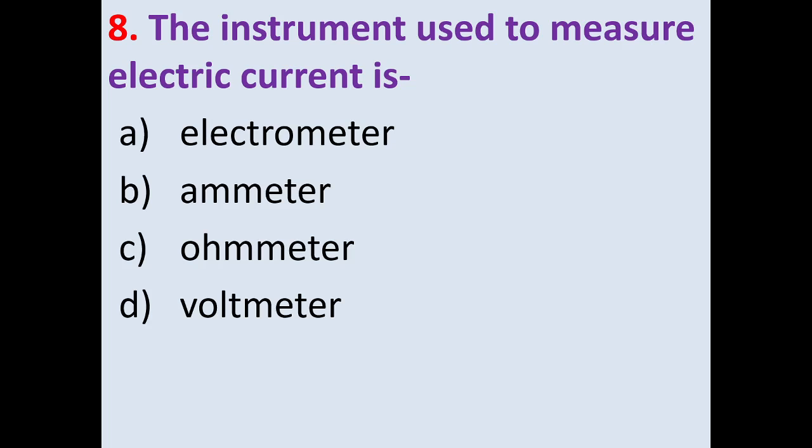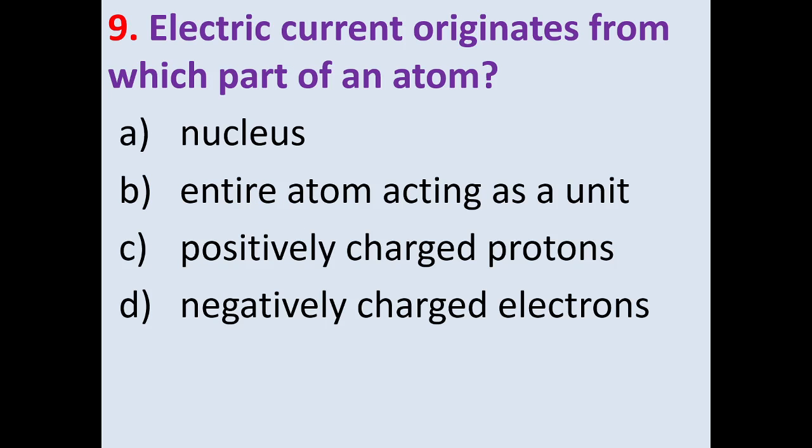The instrument used to measure electric current. So ammeter measures electric current. So option B. Electric current originates from which part of an atom? So electric current is due to negatively charged electrons which revolve around the nucleus.